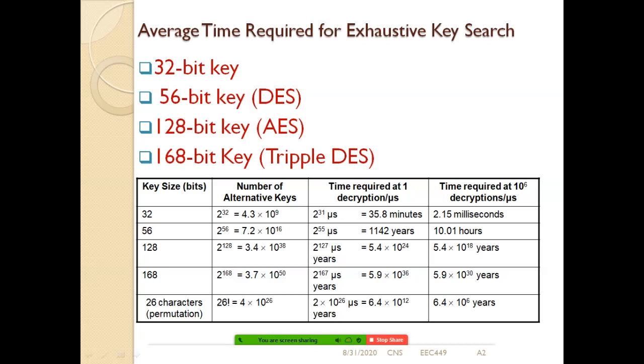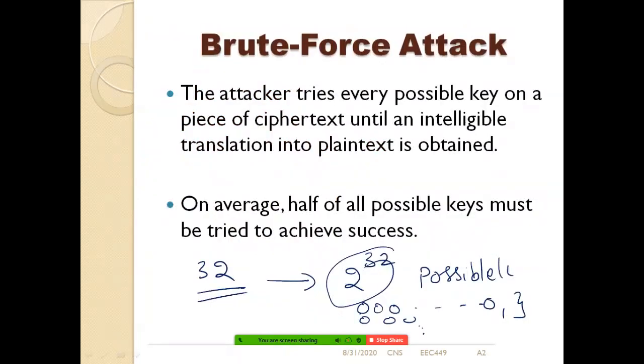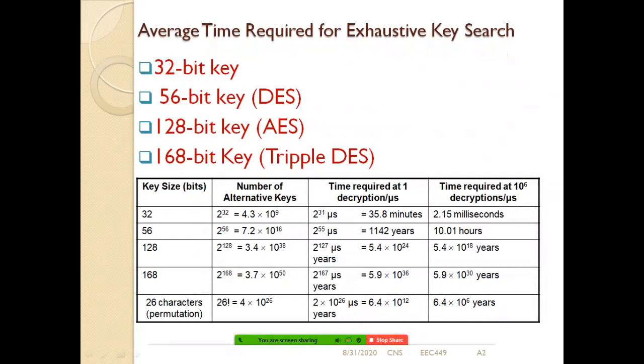So got the point. So how much time is required when he is trying to go for these possible keys? If he is trying to go for one key at a time, for 1 decryption, 1 microsecond suppose. For this many number of bits and this many number of alternate keys, this is the time required. Right? I hope all the points are clear.